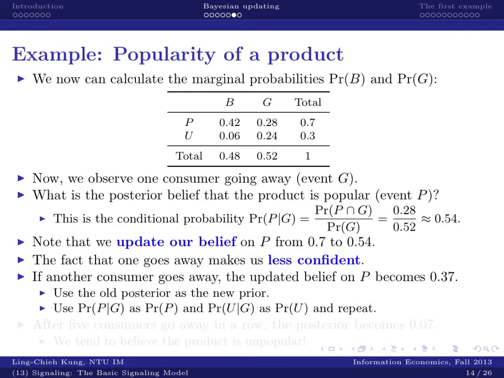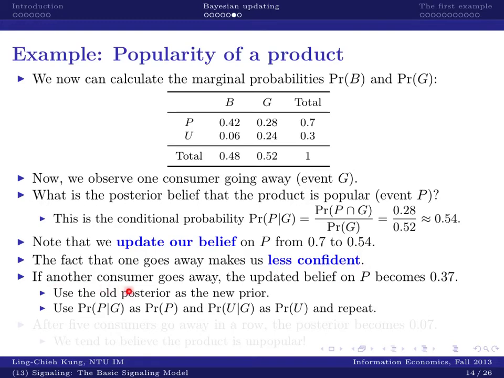So we can see one thing. After one consumer goes away, we update our belief that the product is popular from 70% to only 54%. That means we become less confident, right? Because originally I was confident, but now one guy just goes away, 就是被打脸嘛. One guy goes away, so I update my beliefs. This makes me less confident.